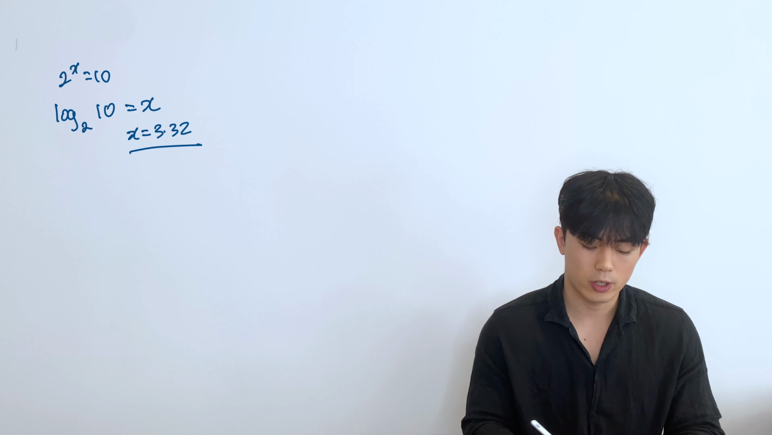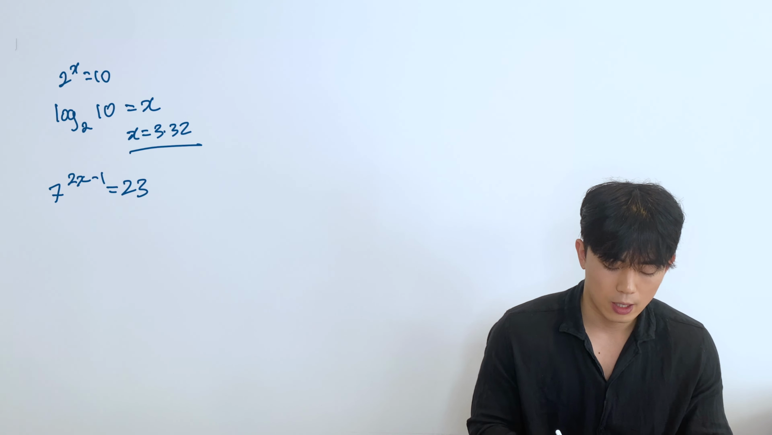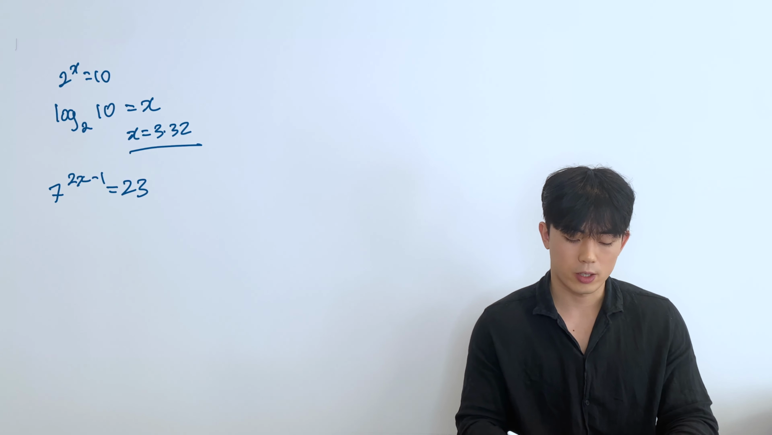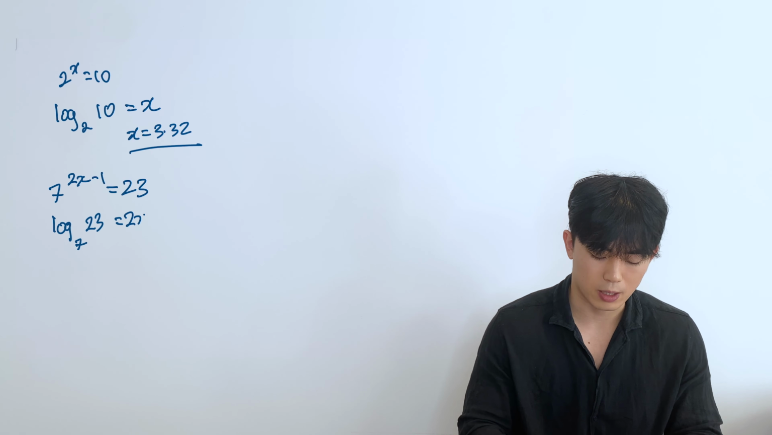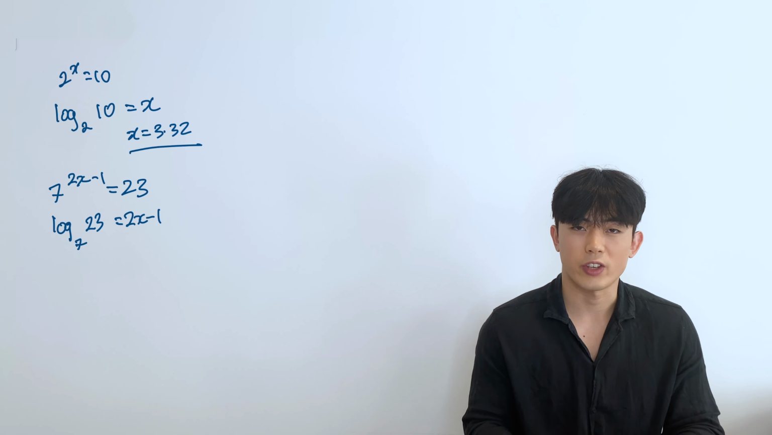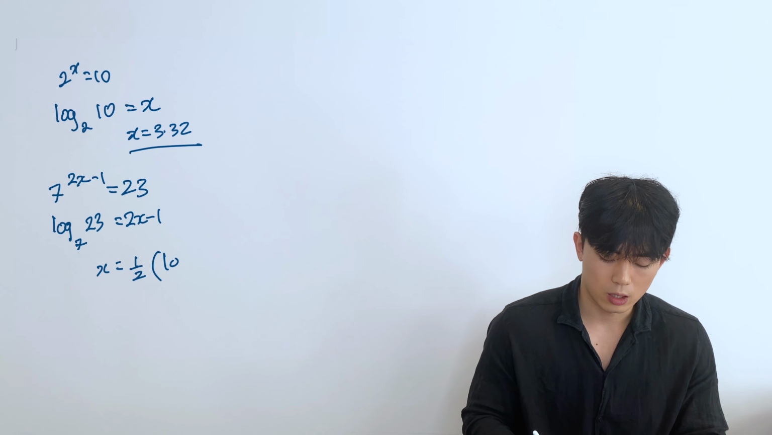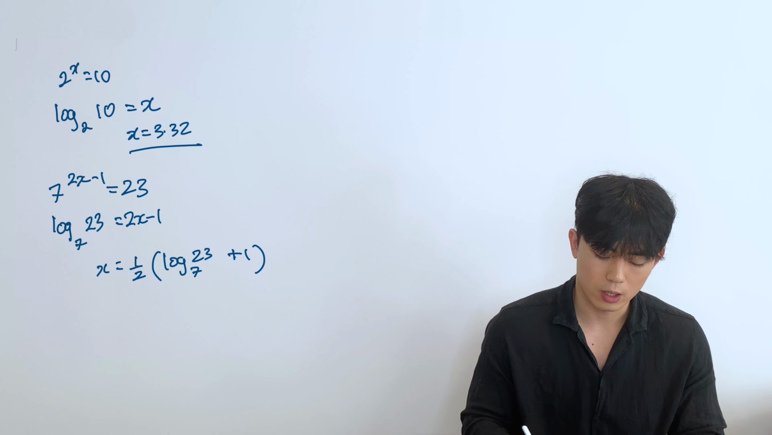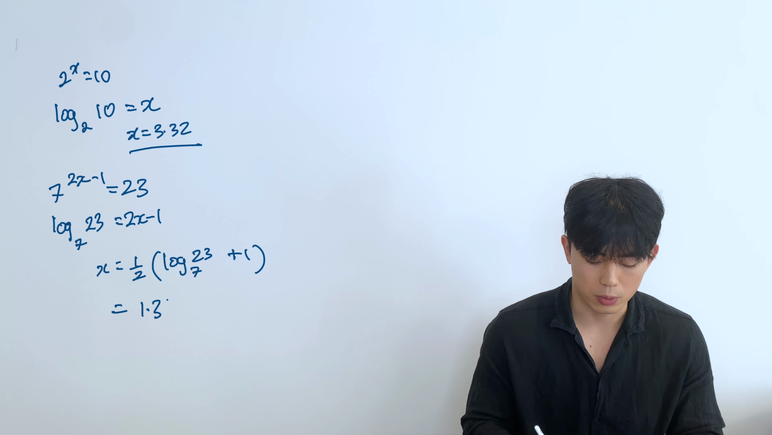Okay, let's try another question. Let's try maybe 7 to the power of 2x minus 1 is equal to 23. So I want to change it into log form first. So this will convert to log 23 base 7, which is equal to 2x minus 1. I'm now going to rearrange for x. So we'll have x is equal to a half log 23 base 7 plus 1, which I can plug into the calculator again to get your value, which will come up to 1.31.